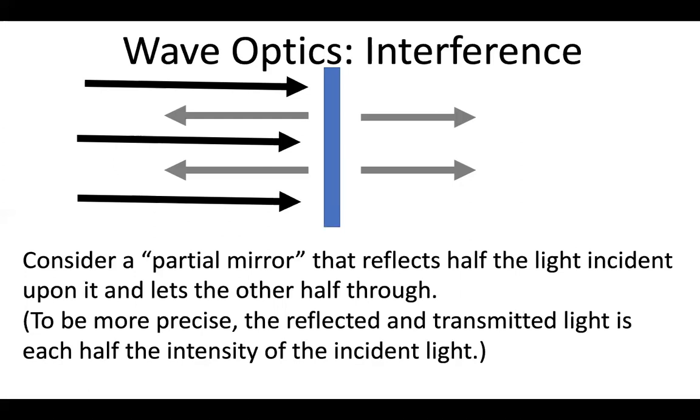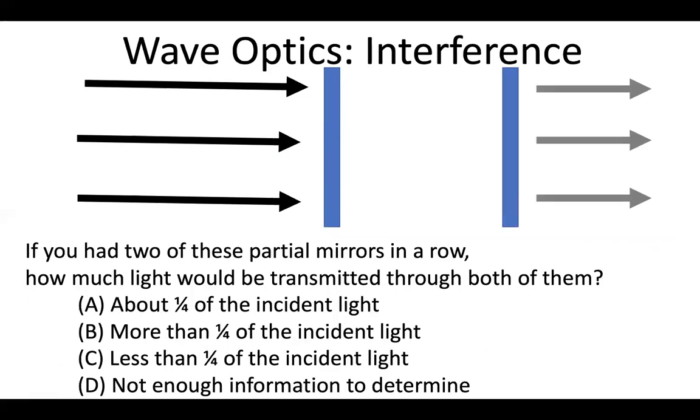The specific situation we want to consider is, what if we have two of these in a row that are parallel to each other? So we have one here and one here. Both have the property that when light hits them, half of it goes back, half of it goes through. In that situation, how much light comes out through both of these objects?